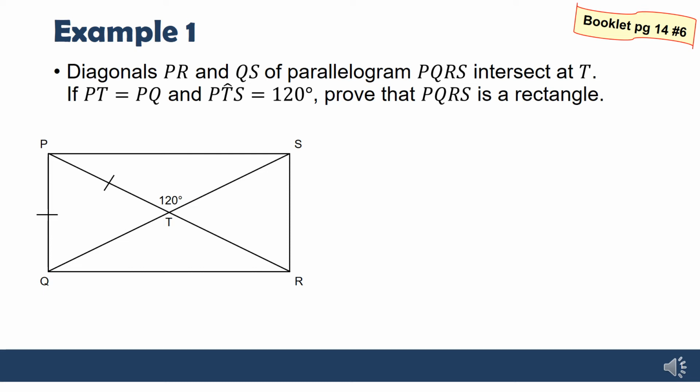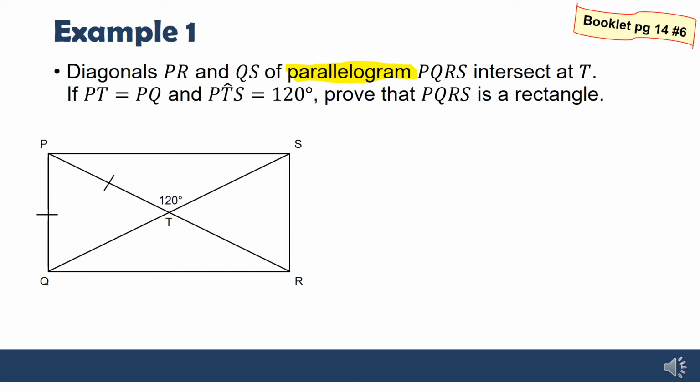The first example of two that we're going to do comes from your geometry booklet, page 14, number 6. It's very, very important that we read the statement before we jump to the diagram. The diagonals of parallelogram, there's a special word that we need to highlight. Diagonals of parallelogram PQRS intersect at T.